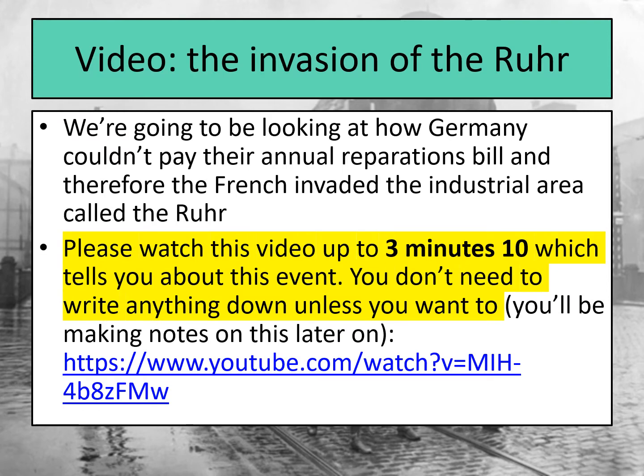The first of the two problems we're going to be looking at today is something called the invasion of the Ruhr. Now the Ruhr is an industrial area of Germany where there's lots of factories and where it makes a lot of money. So what I'm going to ask you to do is to watch this video, which I've linked here. Now it's about 8 minutes long. You don't need to watch it all. You only need to watch the first 3 minutes or so, which recaps and tells you all about what happened when the French invaded the Ruhr and why they did this.